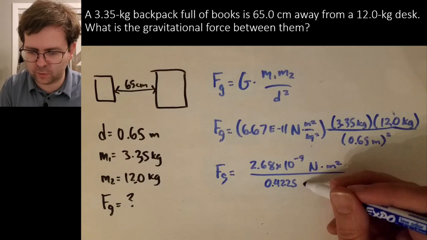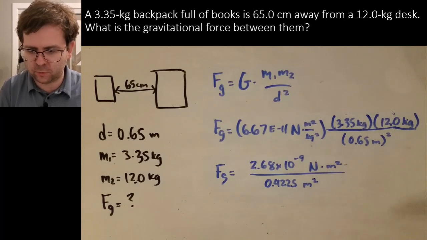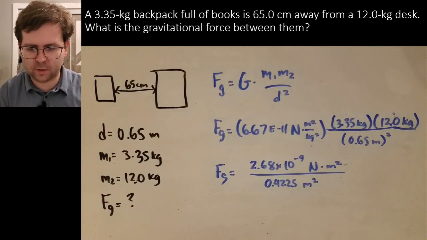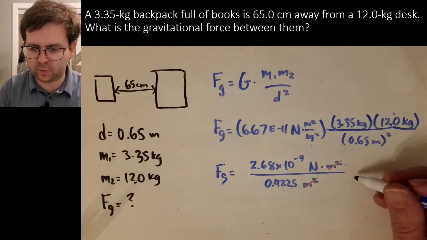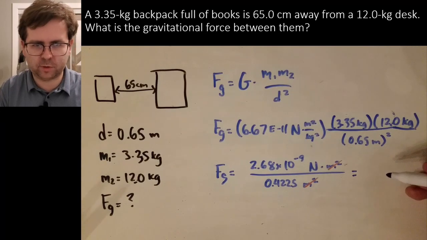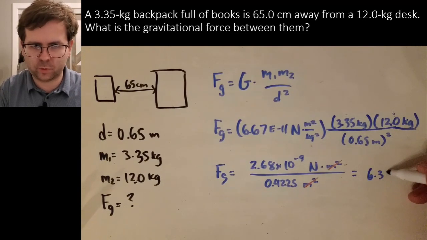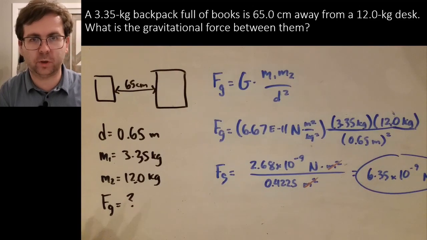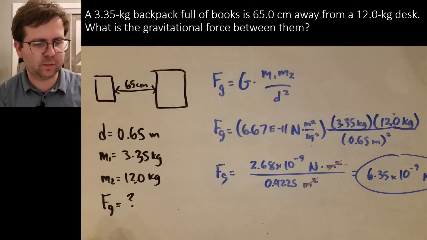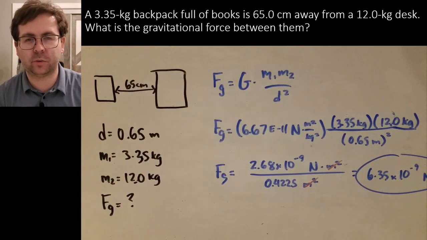I'm going to wait to round. So now I can divide these two. The meters squared cancel out. And so that leaves me with a gravitational force of 6.35 times 10 to the negative 9 newtons. That is an extremely weak force. So weak, in fact, that you would not notice a gravitational force between a backpack and a desk.